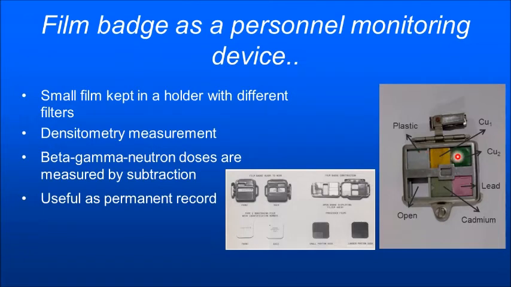Copper 1 and copper 2 are for low energy X-rays and high energy X-rays. So similar subtraction will provide the dose due to low energy X-rays and high energy X-rays. And lead is for high energy gamma radiation, and cadmium is for neutron radiation. So just by subtracting one from the other, you'll be able to say how much of beta, how much of X-rays, how much of gamma rays, and how much of neutron.